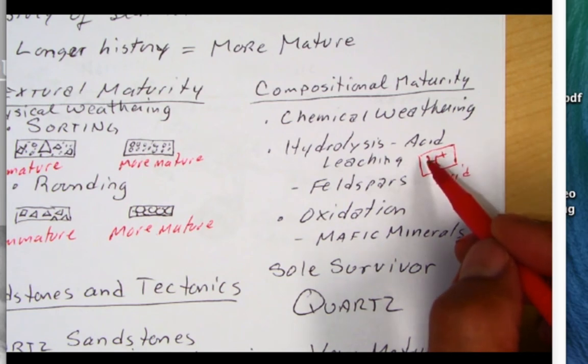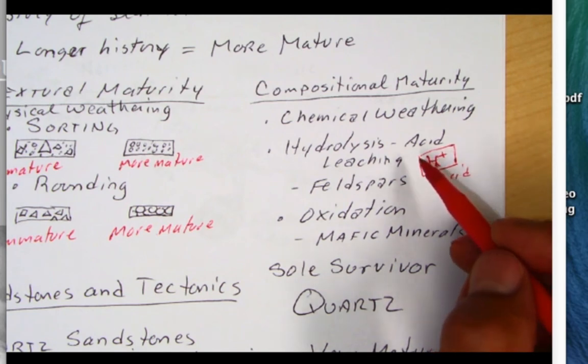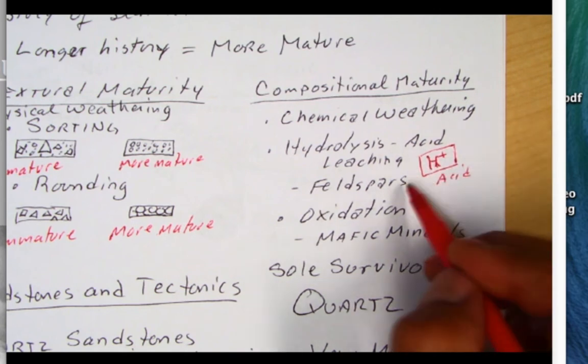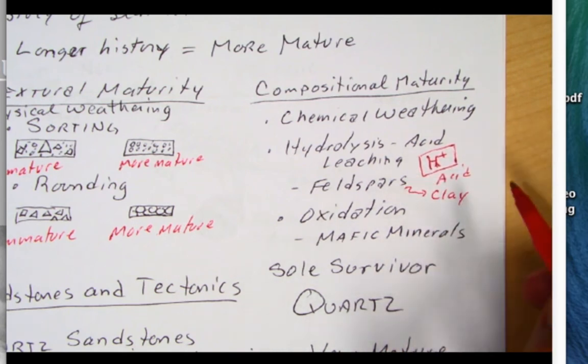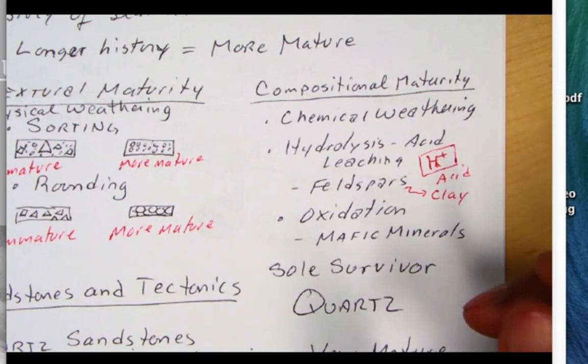The feldspars, particularly potassium feldspar, get converted to clay minerals. And those minerals include kaolinite. Kaolinite is an important mineral for pottery. It's one of the main minerals used in making pottery.